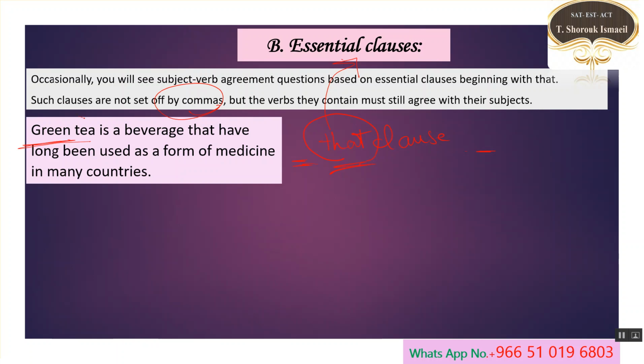Okay. Again, green tea is a subject. And actually, tea is an uncountable noun, which means it is a singular noun. It is a beverage that they have. Here I need to stop because I said that the verb in that clause has to follow my subject. My subject is actually singular, so my verb too needs to be singular. So "have" cannot serve. I need a singular one, so I need "has." So this sentence is wrong.